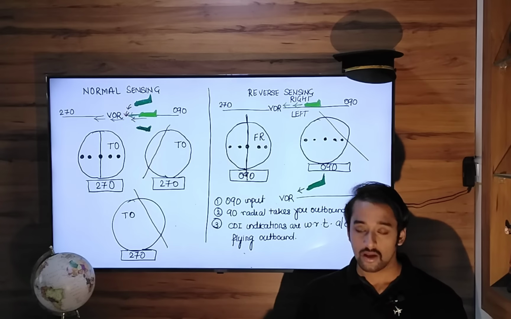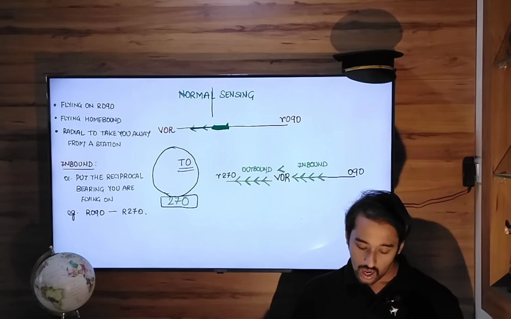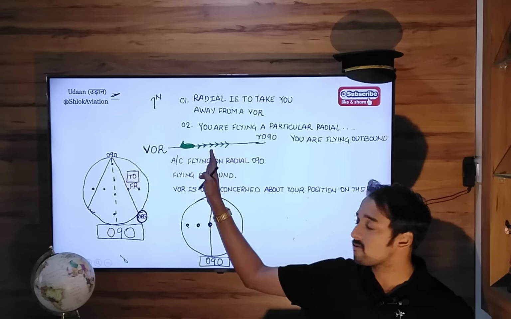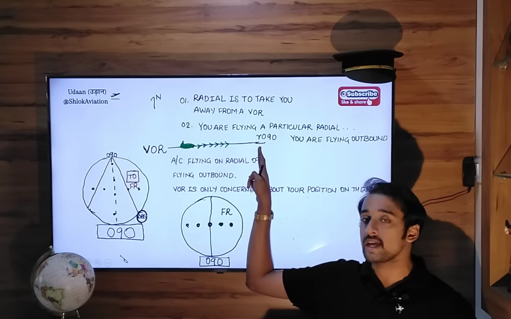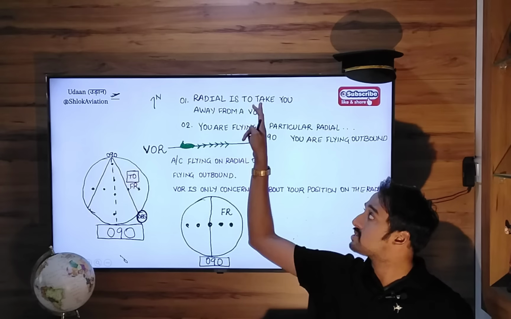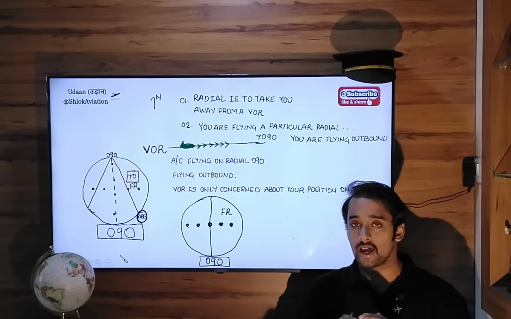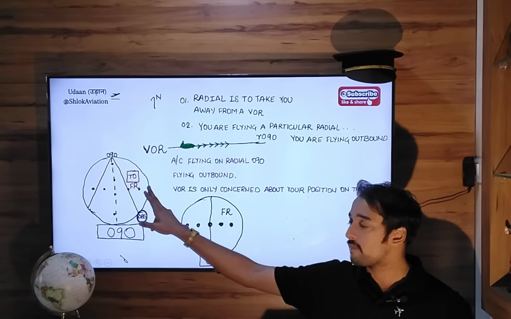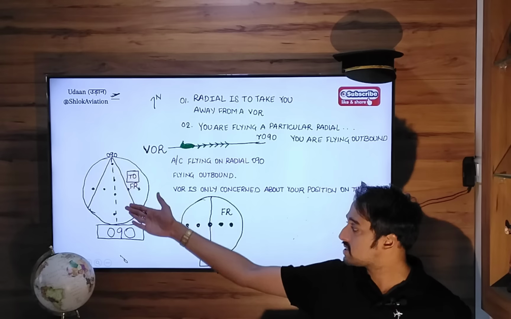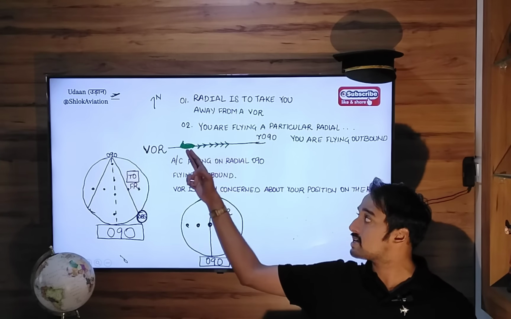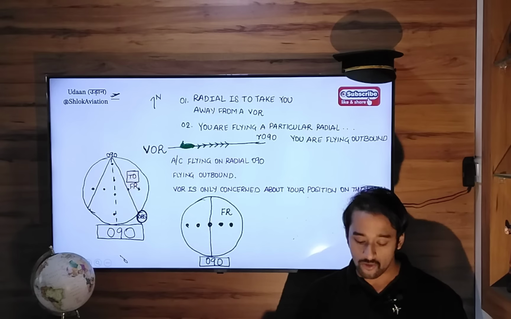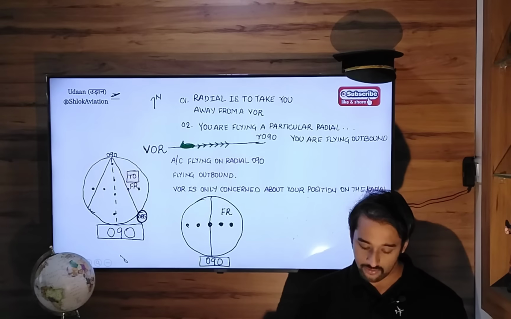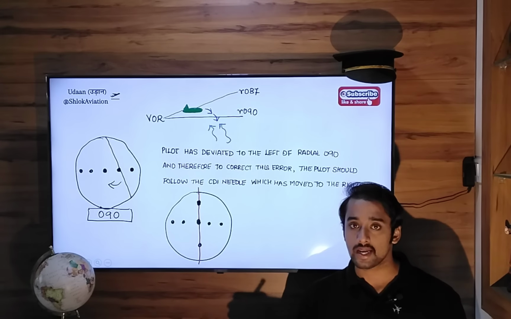So a quick recap. Normal sensing, in case of flying outbound, very simple. You're flying outbound on radial 090. The job of a radial is to take you away from a VOR. So if you're flying outbound on radial 090, put OBS selector 090, from indication. The CDI needle initially stays in the center like this if you are correctly established on the radial. In case of crosswind conditions, you get drifted. Let's say you get drifted to the left hand side or right hand side.